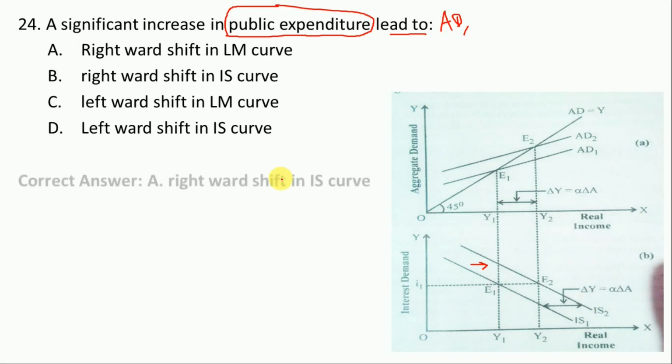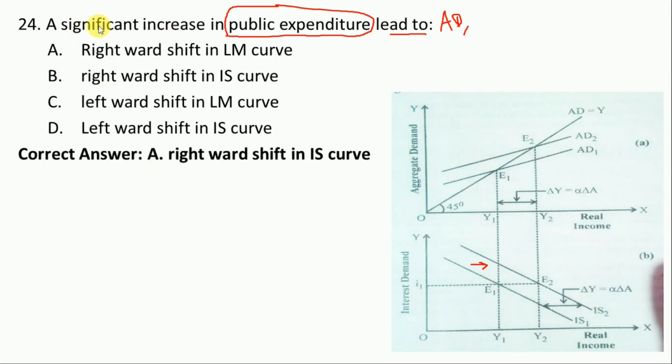सो the correct answer क्या है? As an increase in the public expenditure leads to a rightward shift of the IS curve. तो यहाँ पे B is the correct answer. तो यहाँ से गलती से A लिखा है, तो यहाँ पे I'll write here B is the correct answer. ठीक है.